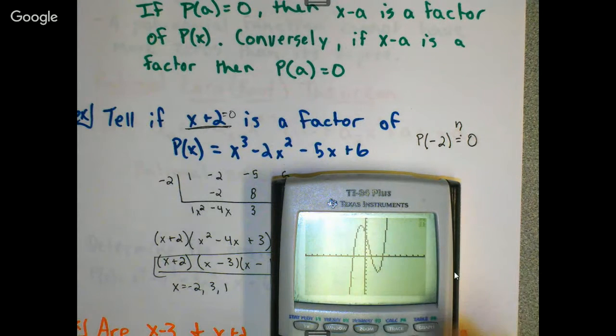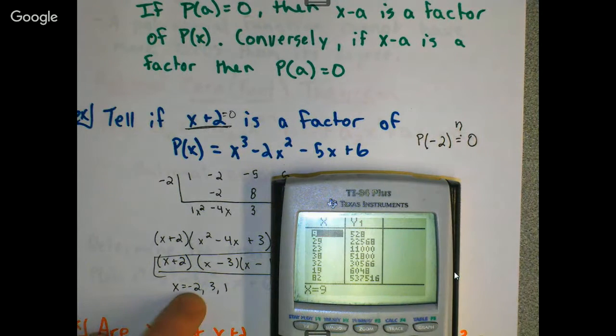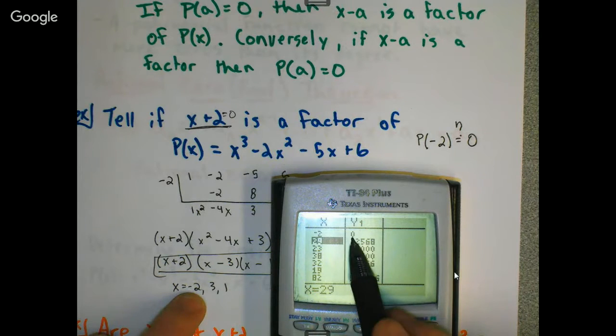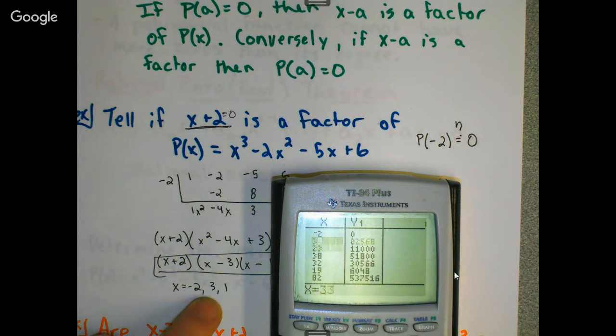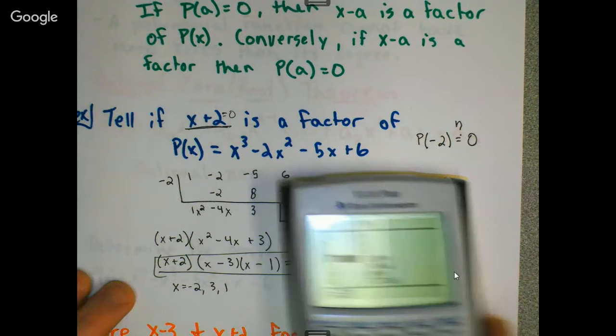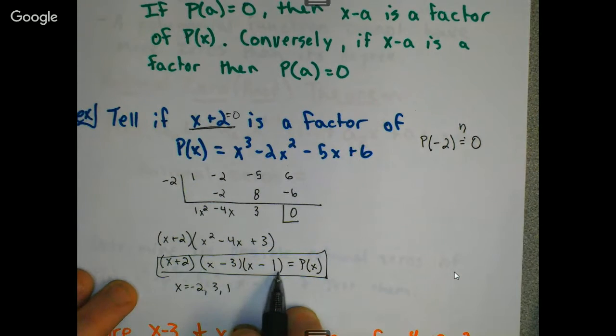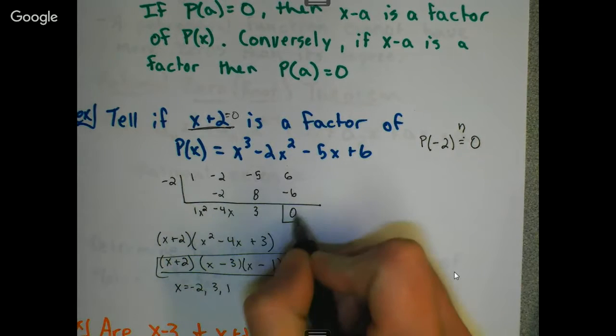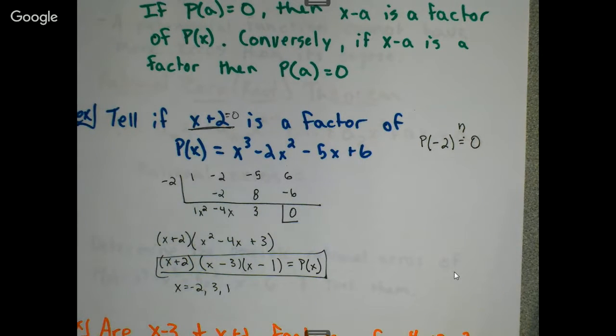We can also check the table out. If I plug in -2, I get a 0. If I plug in 3, I get a 0. And if I plug in 1, I get a 0. Why do I get a 0? Because they are all factors of that polynomial. They give me a 0 in synthetic division.